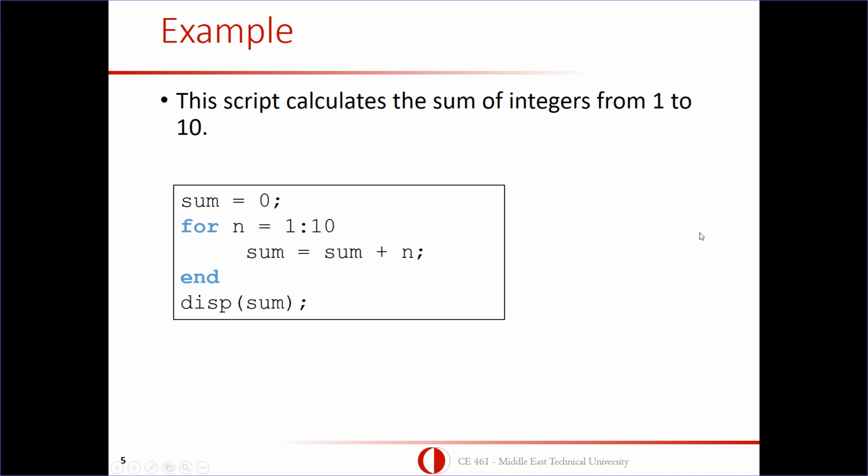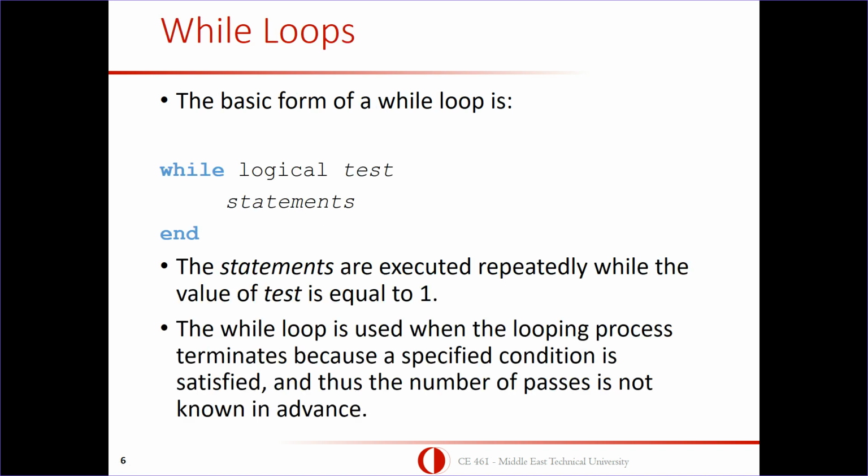Okay, so let me further continue with the while loops. Here the basic form of the while loop is given. I have the logical test. Of course, the while loop starts with while and ends with end keywords. These are reserved words, and I have the logical test. In case the logical test is true, then the statements inside the while loop are executed. Okay, the while loop is going to continue until this logical test is terminated.